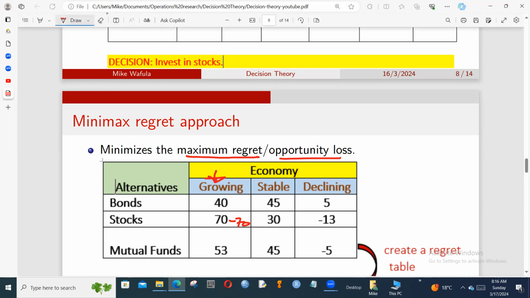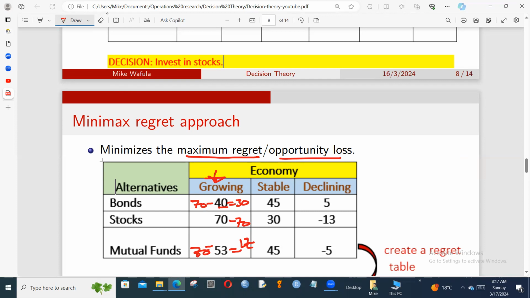But then the one who has invested in bonds during that particular season will be regretting because he's fetching 40 when the highest counterpart during that season is fetching 70. So how are we getting the regret there? It is the highest during that particular season minus 40. And then for mutual funds, the regret here will be 70 minus 53, which will be 17. So that will be the regret for one who has invested in mutual funds during that season.